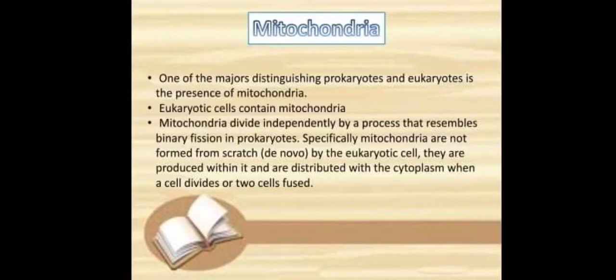Mitochondria arise from the division of existing mitochondria. They may fuse together, and they may be moved around inside the cell by interactions with the cytoskeleton. However, mitochondria cannot survive outside the cell.